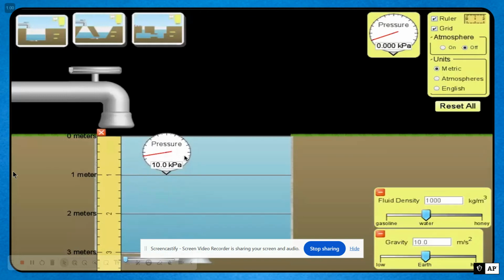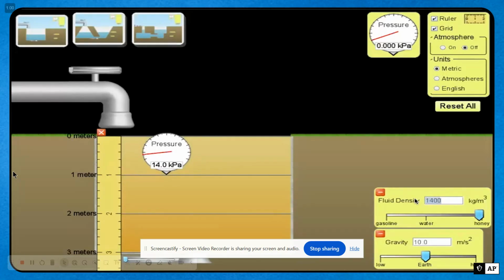The next thing I want to vary is the fluid density. You notice I can change the fluid density all the way down to gasoline, which is 700, and you notice that I have a value of 7. If I double that density to 1400, you'll notice that my pressure doubles. That's also a direct linear relationship.